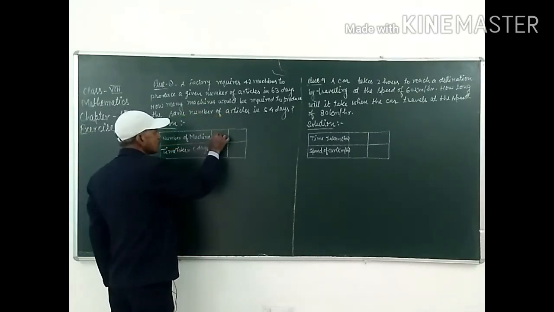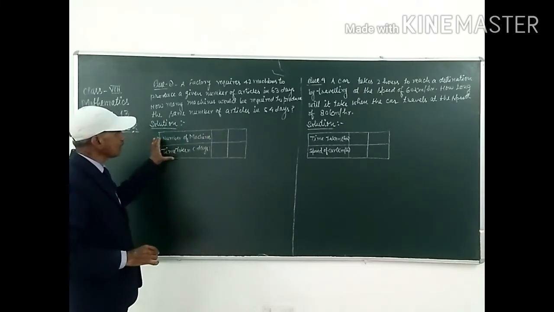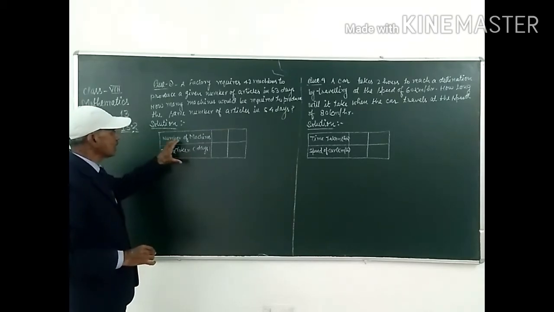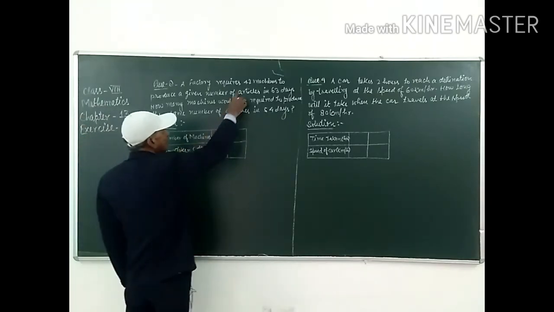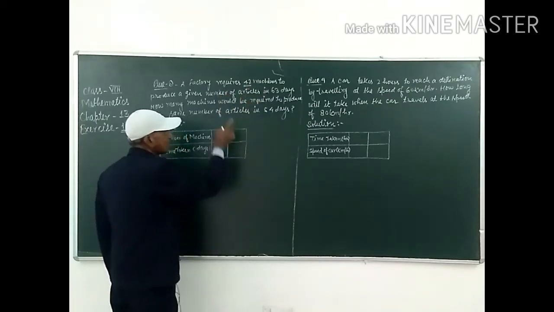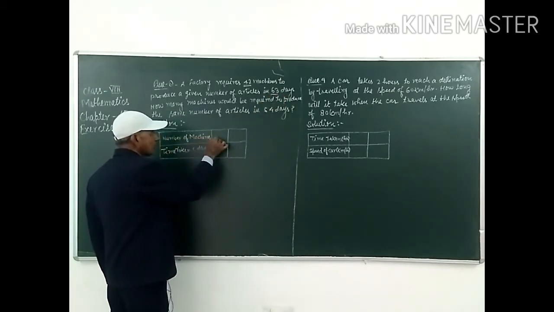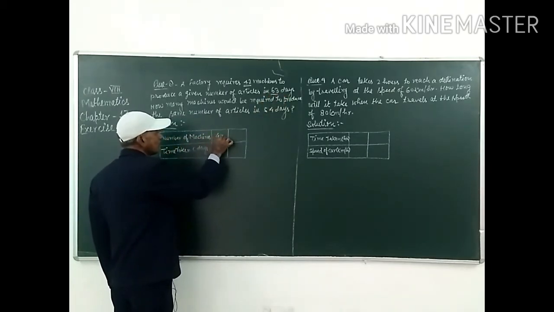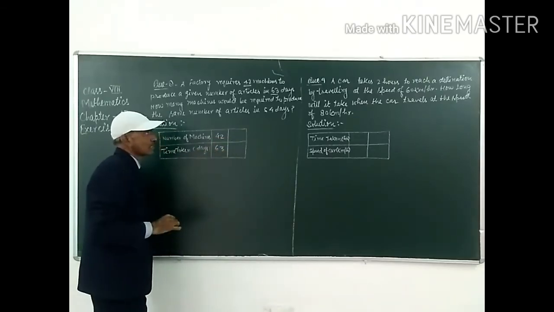First of all, students, we have to make a table like this. In this table, this is the number of machines and the time taken, that is, in days. So first of all, 42 machines. These 42 machines can complete this job in 63 days. So the number of machines is 42, and the number of days is 63 days.